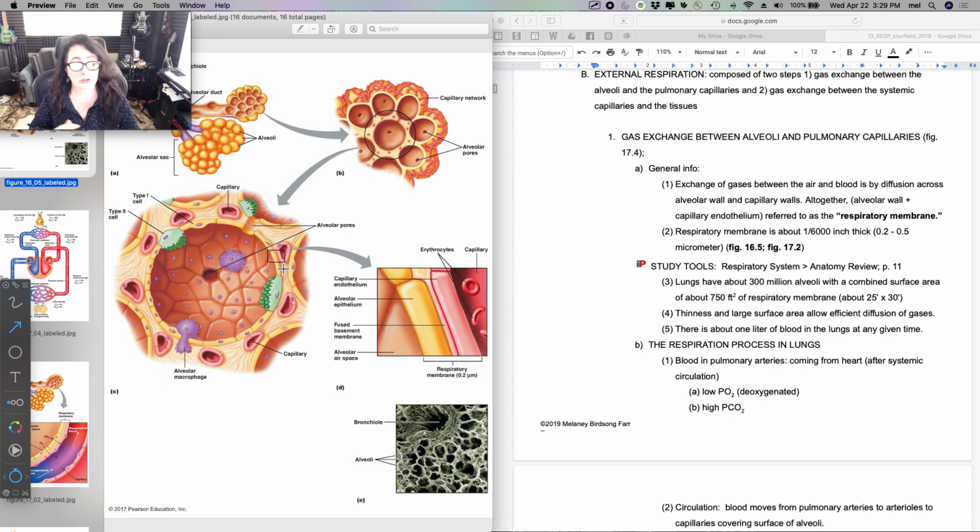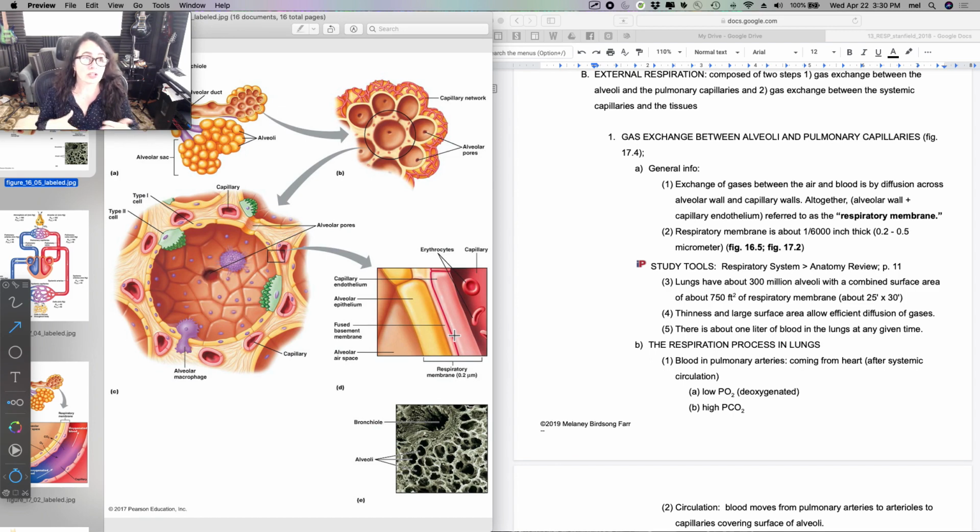In addition, there's tons of it, because if you spread out the surface area of both of your lungs, you have about 300 million alveoli in healthy lungs with a combined surface area of about 750 square feet of respiratory membrane. I've lived in apartments smaller than that, 25 feet by 30 feet. The thinness and the large surface area allow for really, really efficient diffusion of gases.